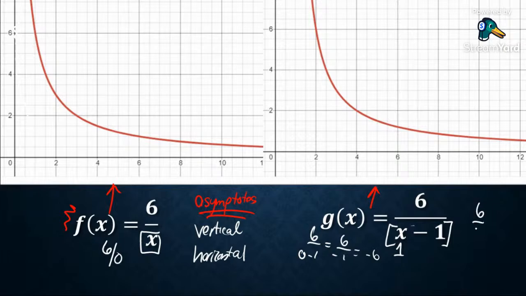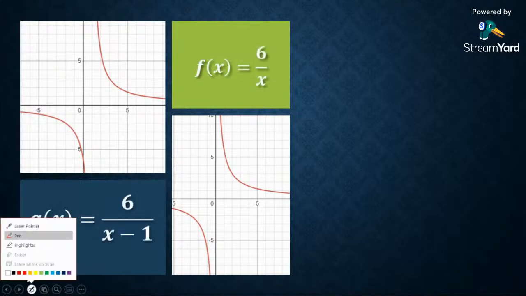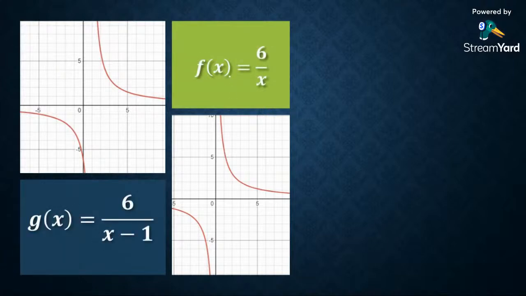Because then we would get 6 over 0. It doesn't fit. And that's where we look at the graph and see it doesn't cross. Now, if we look at the full graph that is here, what we notice, once again, is that 6 over x is the graph that's below it, and 6 over x minus 1 is a graph that's above.